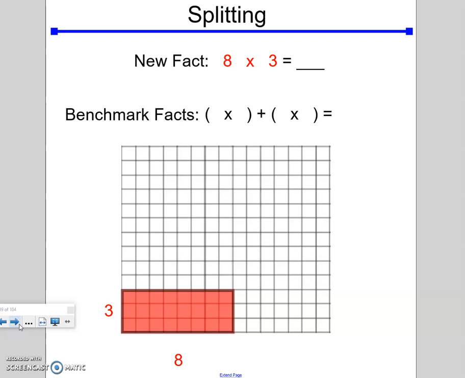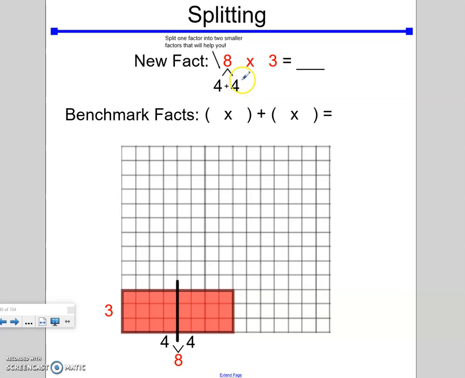So here is the new fact 8 times 3. And if a student didn't know the fact 8 times 3, they could use the splitting strategy to solve it. In the splitting strategy, you split one of the factors into two smaller factors that will help you. So 8 is a great number to split. I can always split an 8 into a 4 and a 4. And you can see here I represented that with a number bond, showing that I'm splitting or breaking apart or decomposing this 8, this factor of 8, into two 4s.